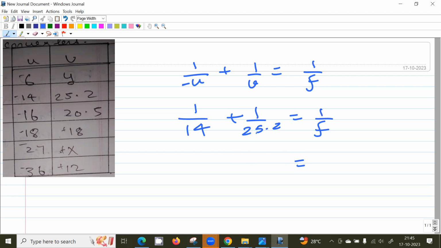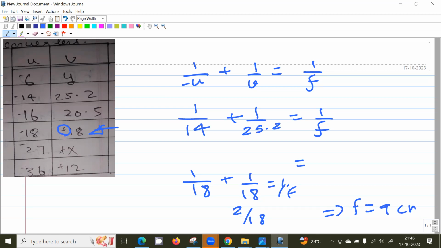It's a bit complicated. But they are given that U and V are minus 18 and plus 18. So V is plus 18 and U is minus 18. Like that we can take it, and we can use the relation F is equal to V by 2. We put that 18, so F we will get 9 centimeters. So like that we can do.